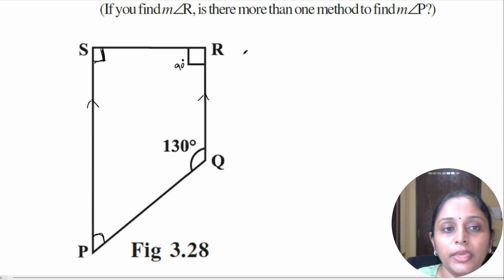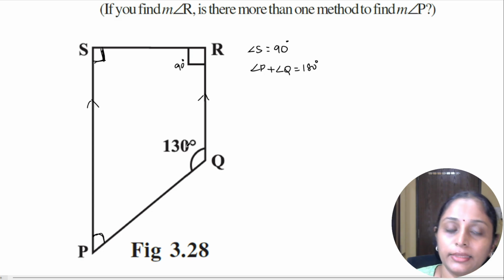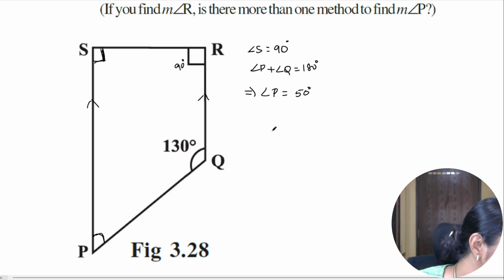Now angle S is 90 degrees, okay? I have angle P plus angle Q is 180 degrees. Because these two are parallel and if you take PQ as transversal, these two are co-interior angles and they are supplementary. Therefore, angle P plus angle Q is 180, implies angle P is equal to 180 minus 130, which is 50 degrees.